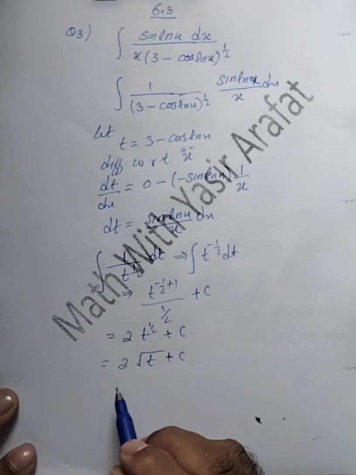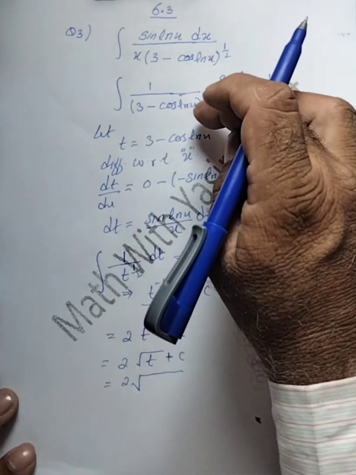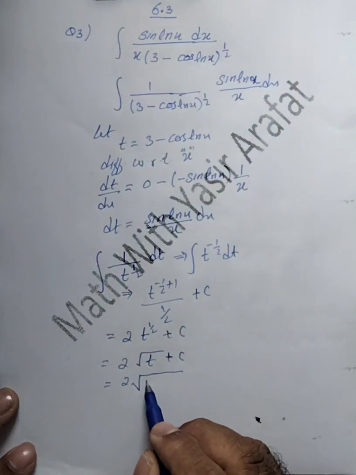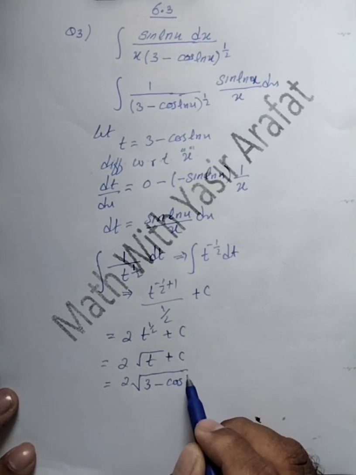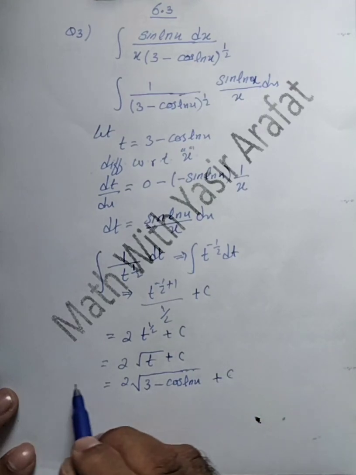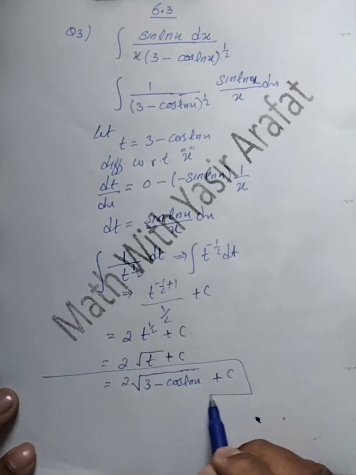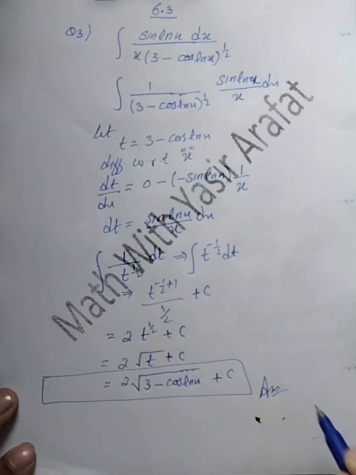So here 2, and the value of t was 3 minus cos ln x, plus c. So this is the answer of this question. It was a very important and most repeated question.